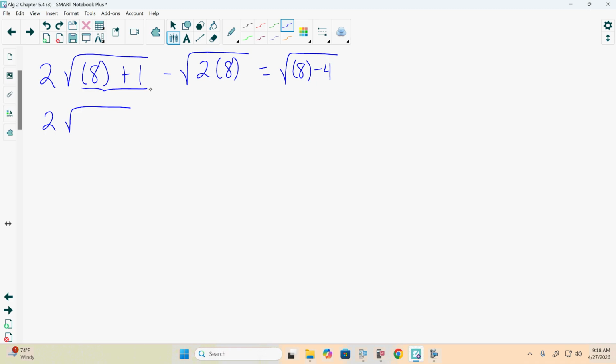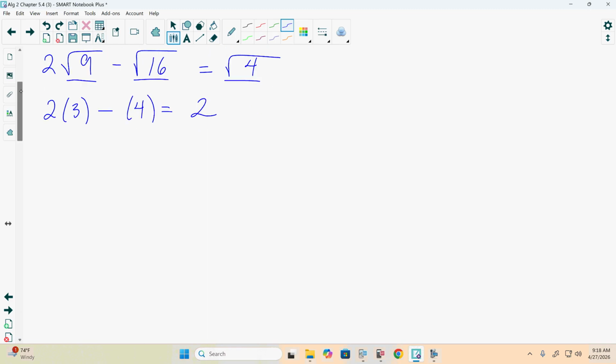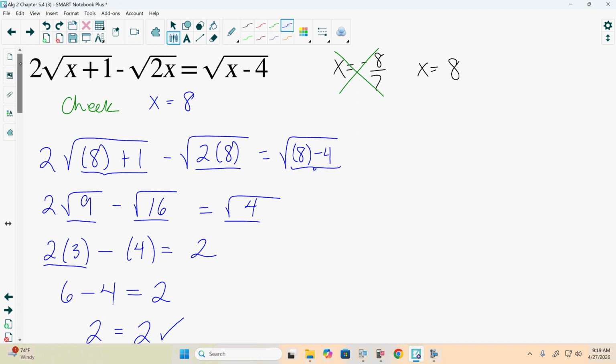If we do this by hand, 8 plus 1 is 9. So we have 2 times the square root of 9 minus the square root of 2 times 8, which is 16. On the right-hand side, we got 8 minus 4, which is 4. Square root of 9 would be 3. Square root of 16 would be 4. And on the other side, square root of 4 would be 2. 2 times 3 is 6. Telling us 6 minus 4 is equal to 2. 2 is equal to 2. So our only solution for this here is x is equal to 8.